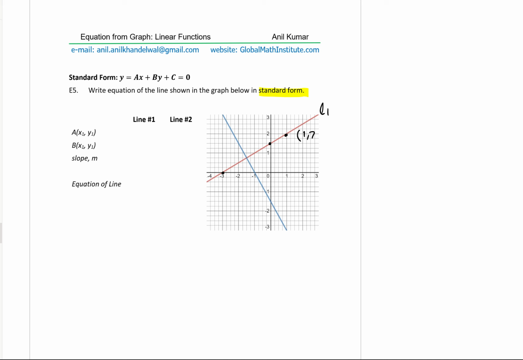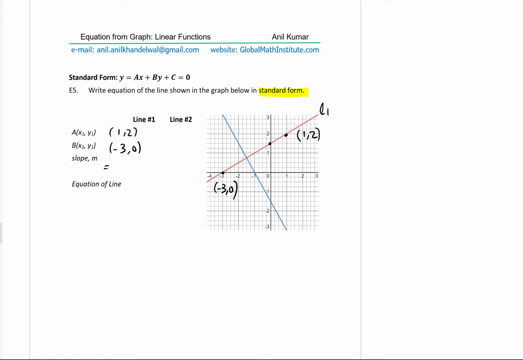Does it make sense to you? 1 and 2 is a good point. And the other point here is minus 3, 0. So we'll consider these 2 points. So one point is 1 and 2. The other one for us is minus 3, 0.